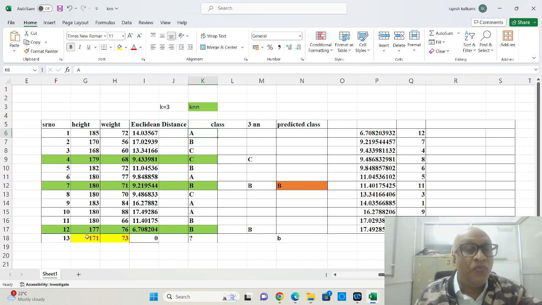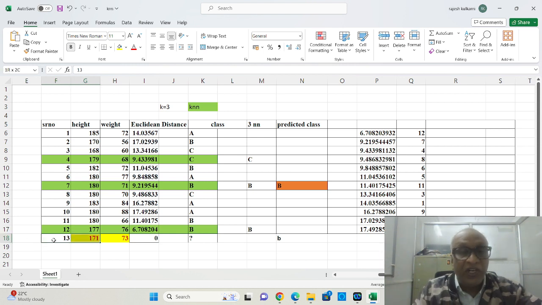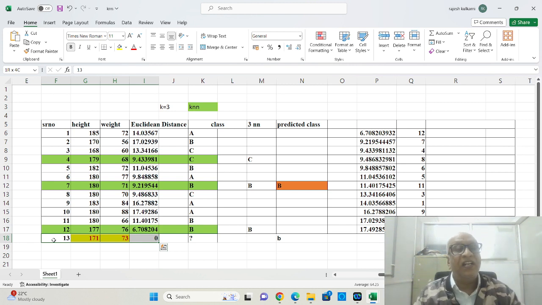Now what do we have to do? For which data do we have to predict the class? For the data in the 13th row. What does it consist of? The height is 171 and the weight is 73. For this I need to predict its class.